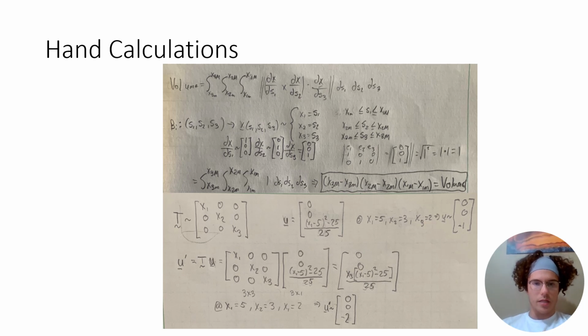On this slide, we can see the hand calculations done for calculating the volume of our object and calculating the vector u prime, which is the vector u acted on by the tensor T.